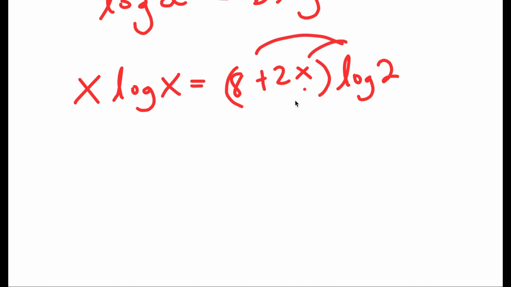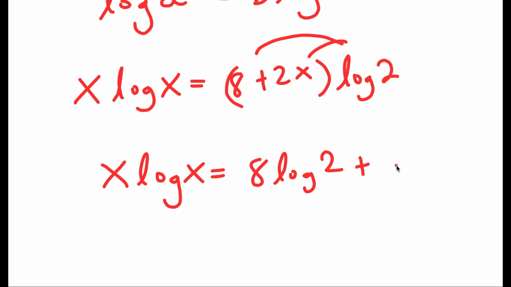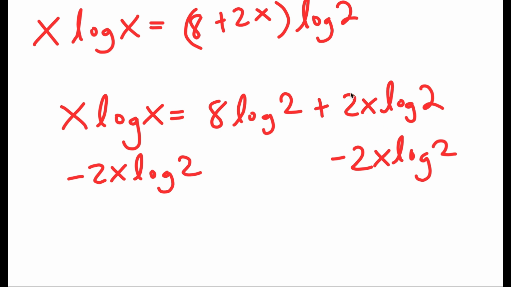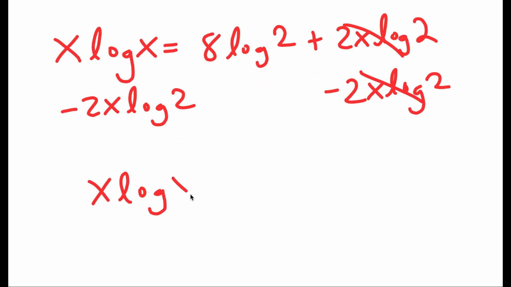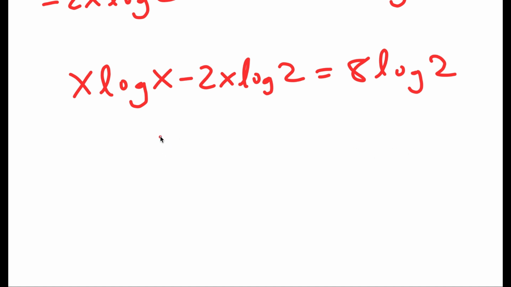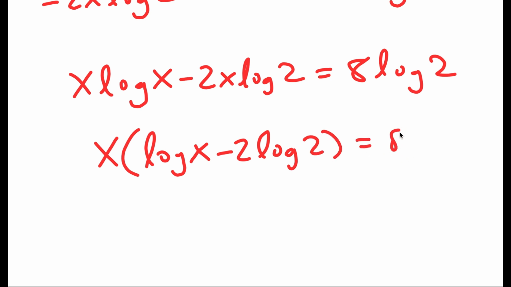Now I'm going to distribute the log 2. So I have x times log x is equal to 8 times log 2 plus 2x times log 2. And now I'm going to subtract 2x times log 2 on both sides. So I have x times log x minus 2x times log 2 is equal to 8 times log 2. Now on my left-hand side, I'm going to factor out x, so I get x times log x minus 2 times log 2 is equal to 8 times log 2.